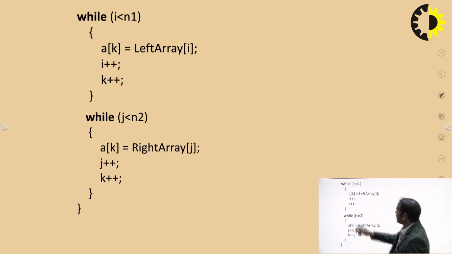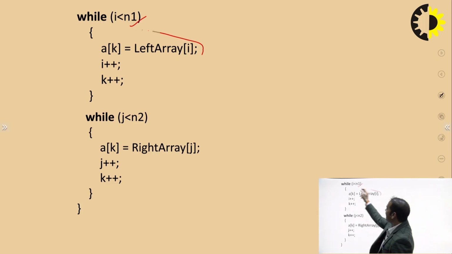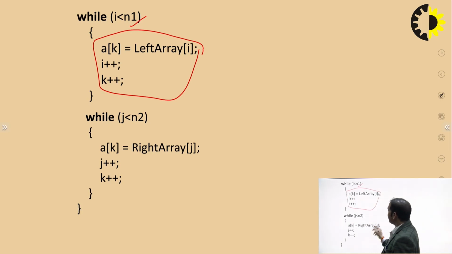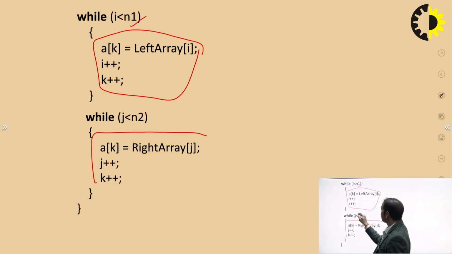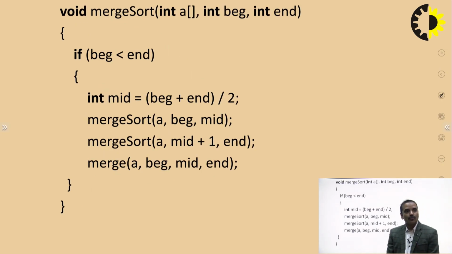In the first while loop we have to compare i with n1, and the value is stored inside the left array. And here we have to check j with n2 and the value of the right array with the k index. By using these two loops, we compare the given values and store the whole data inside the given array a[k]. This is our final array which we want to print in the output function.